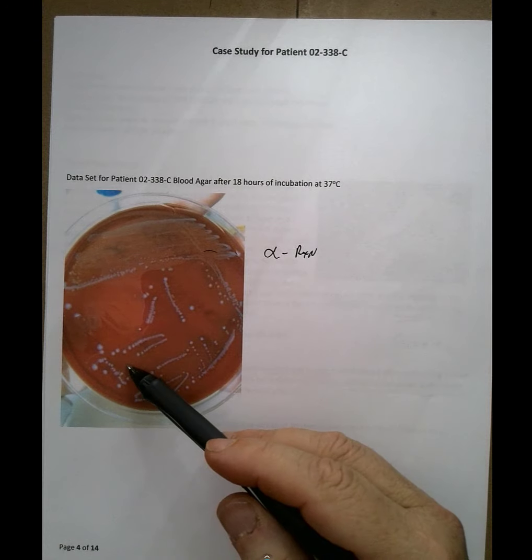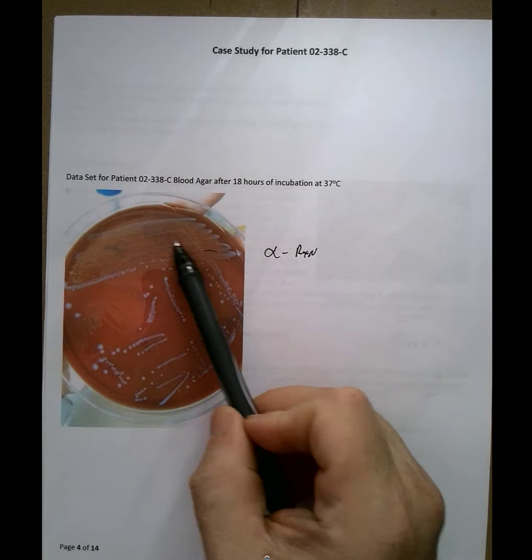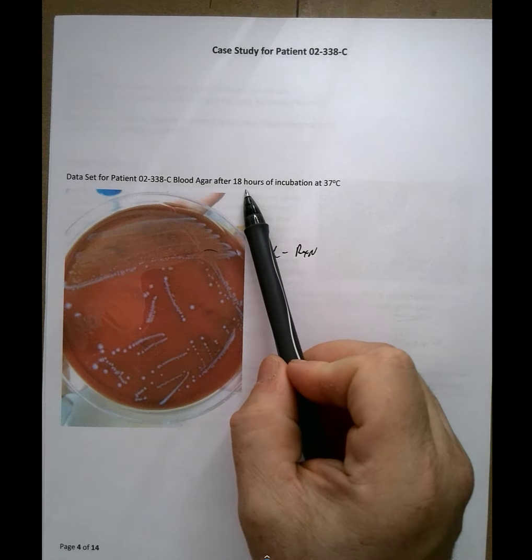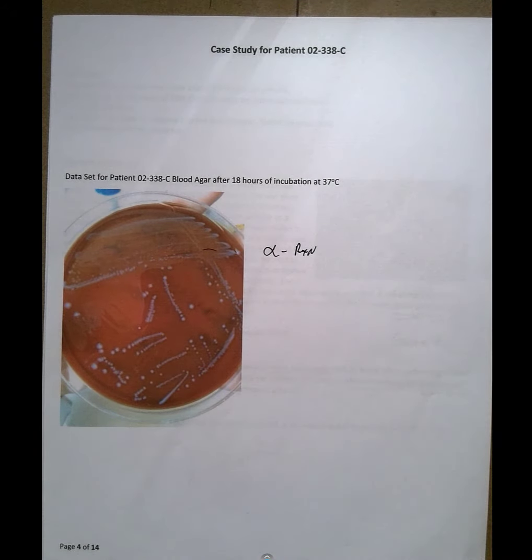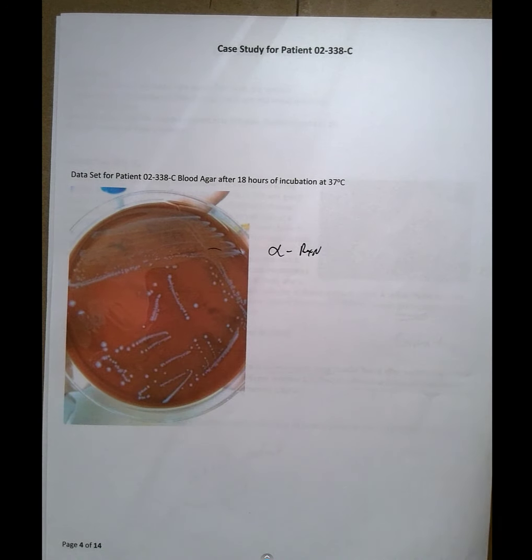Here are those whitish colonies. This is on a blood agar plate, after 18 hours incubation at 37 degrees. You're starting to see that sort of greenish color, and that's usually due to the bacteria on a blood agar plate producing hydrogen peroxide, H2O2, which oxidizes the iron in the red blood cells, and you get that greenish color.